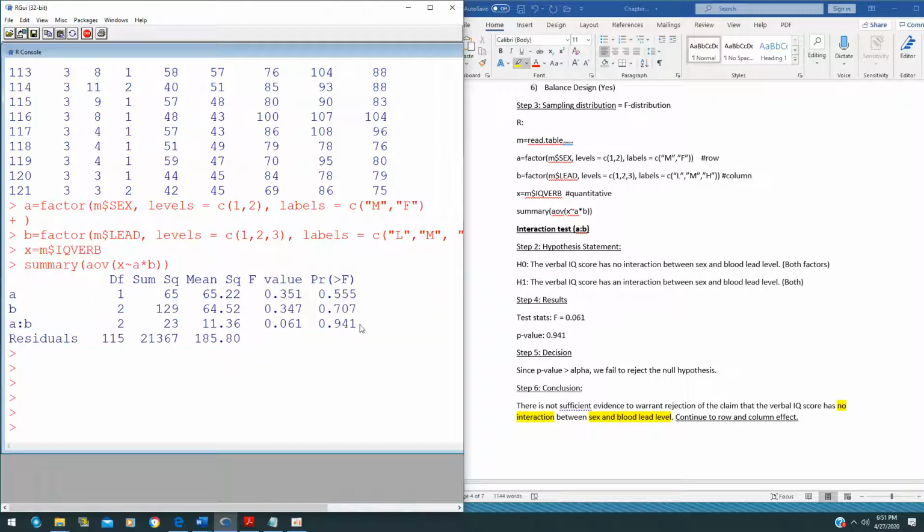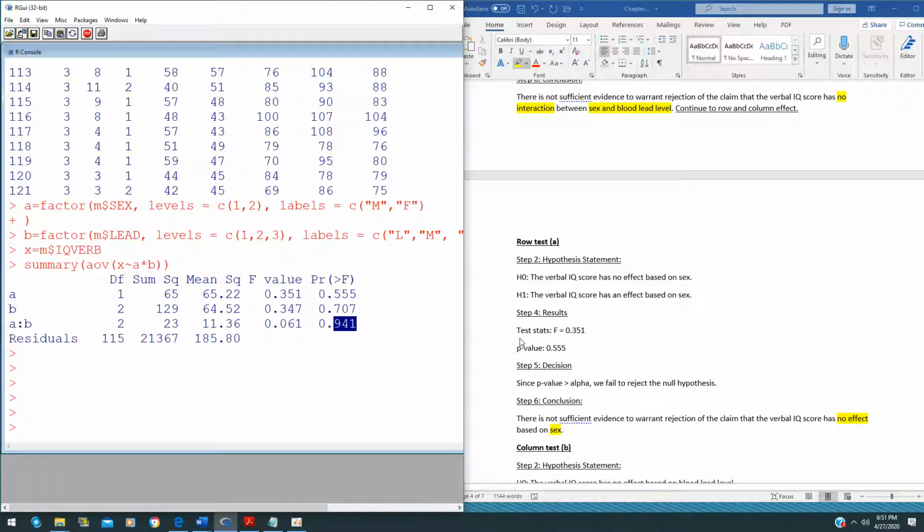And some of you can even look at it by just looking at all your p-values here. They are too big, so you can tell that there is no interaction and no effects on everything.